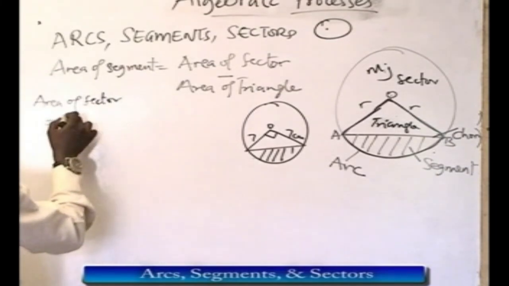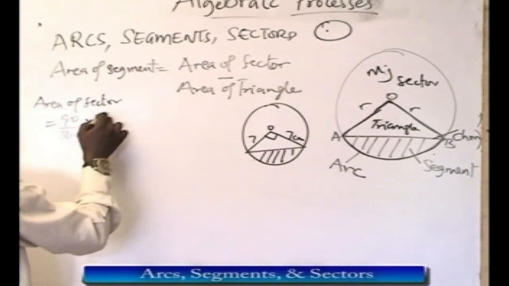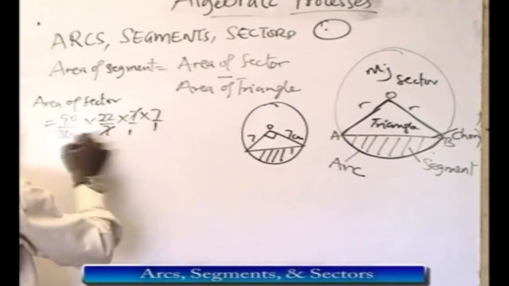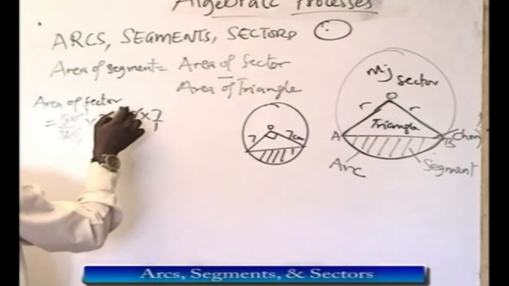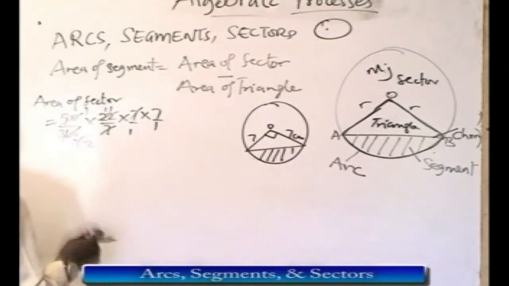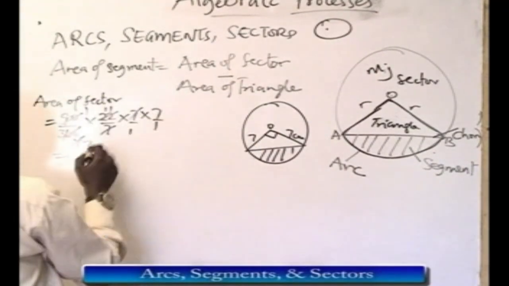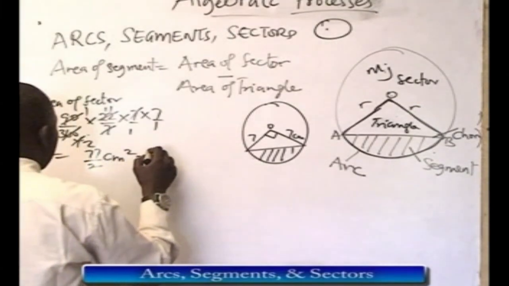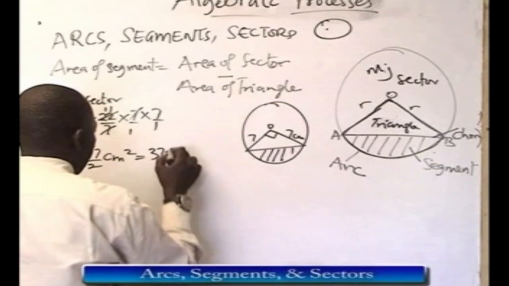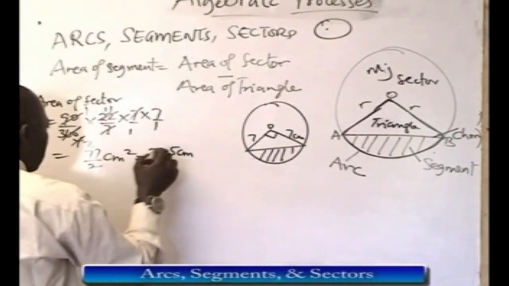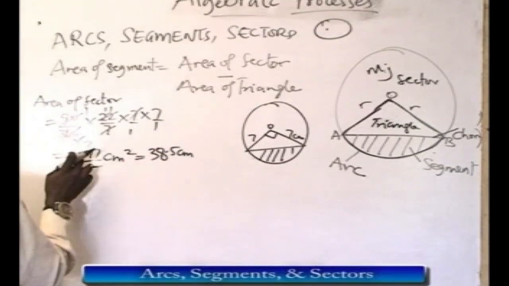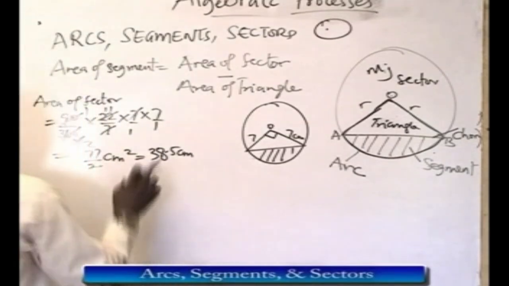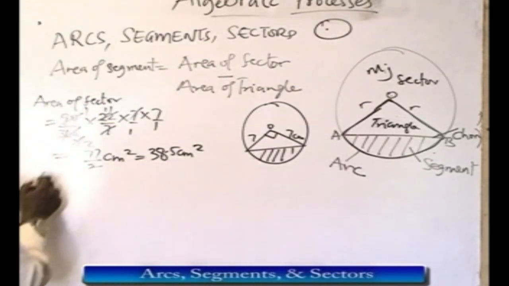Area of sector equals 90 over 360 times 22 over 7 times 7 times 7. 90 goes into 360 4 times, 2 into 22 is 11, 2 into 7 is... So what you have is 11 times 7, which is 77, divided by 2 centimeters squared, which can be written as 38.5, because 2 in 7 is 3, 2 in 17 is 8, and then 0.5. So 38.5 centimeters squared.